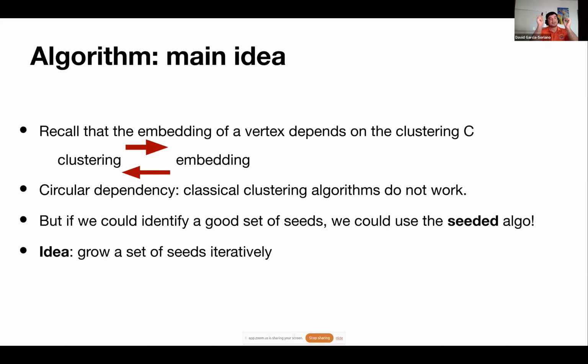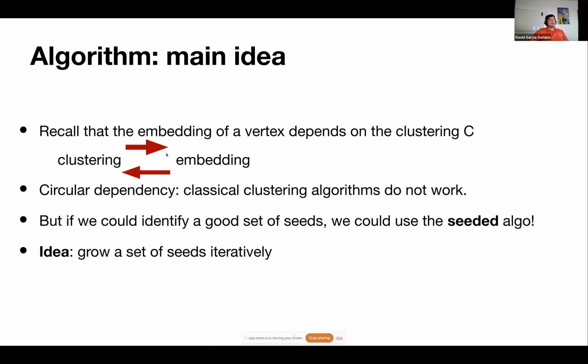Now, the main idea here is, okay, but suppose we could have a good set of points that are representative of all the clusters. Like if I could identify a set of vertices and say, okay, this vertex behaves as a typical vertex of the first cluster. This vertex behaves as the typical vertex of the second cluster, and so on. Then we could run the seeded algorithm that Gregory and Ben just described, right? We could just take these good representatives as seeds, run the seeded algorithm, and then we would find a clustering.